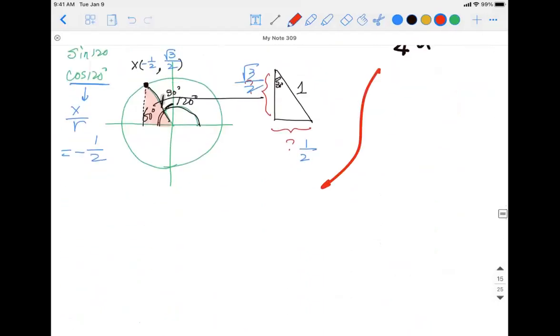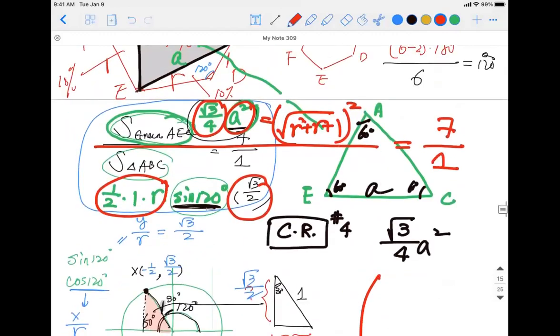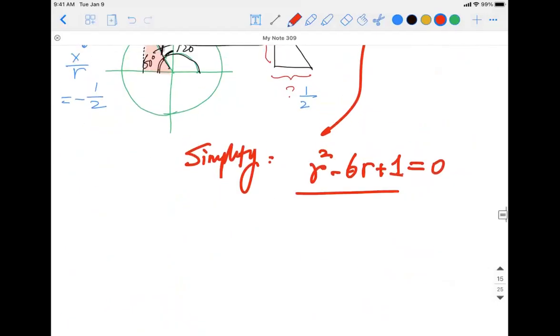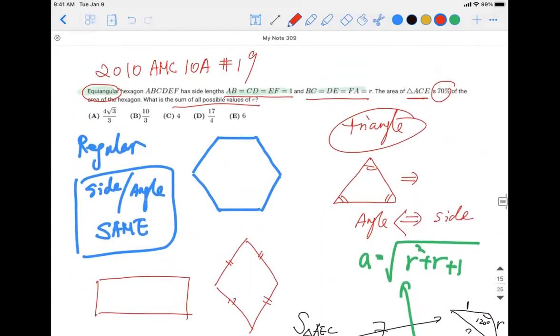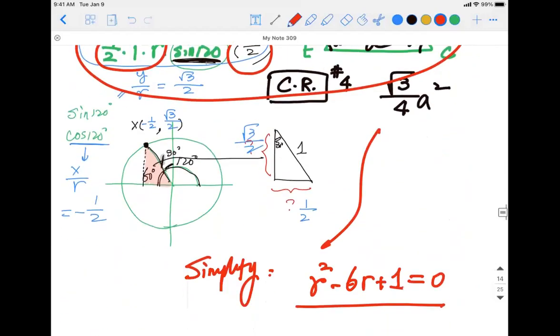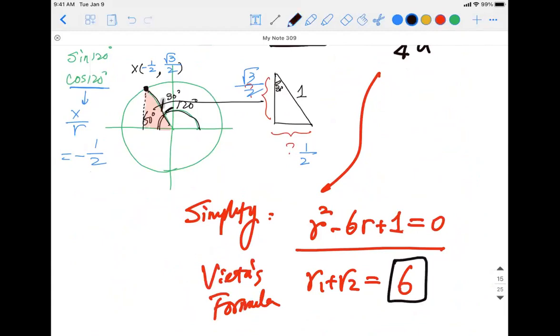So I'm going to help you simplify. You're going to have r squared minus 6r plus 1 equals 0. Nothing tricky, you just put everything into this equation and simplify. So the question asks, don't forget where we come from, what is the sum of all possible values of r? That's r1 plus r2. A quadratic equation has two solutions, so using Vieta's formula, r1 plus r2 will be positive 6. So the correct answer for this problem is positive 6.